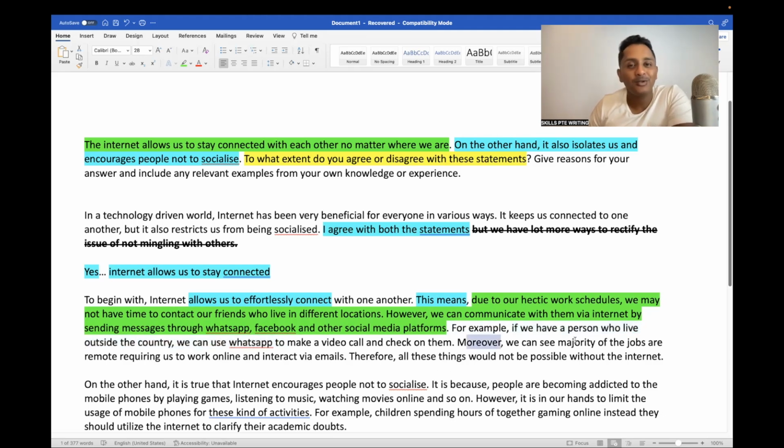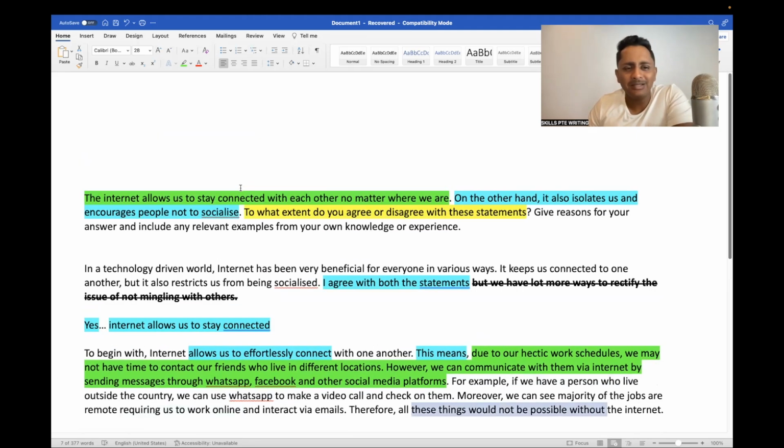Moreover, we can see majority of the jobs are remote, requiring us to work online and interact via mails. Therefore, all these things would not be possible without the internet. This work thing is not required, but yes, they have not given anything specific. See, internet allows us to stay connected. That's it. In terms of what? Friends, business, could be anything.